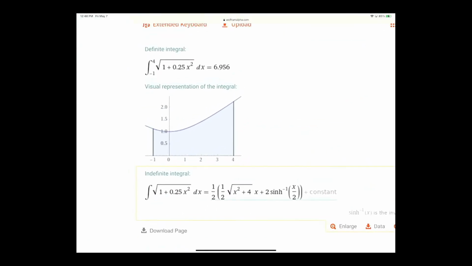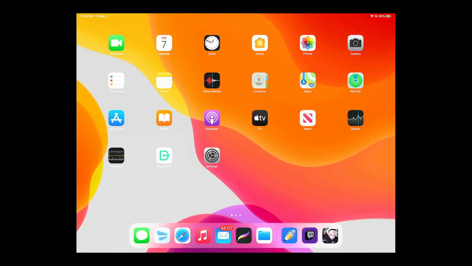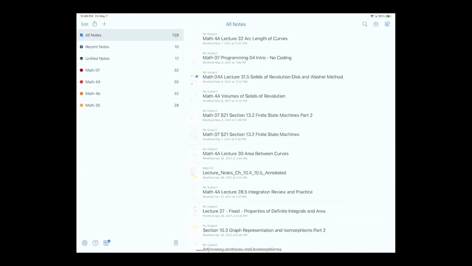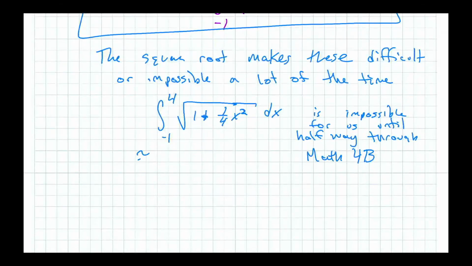So you see it gave me my integral. It gave me the picture too, by the way. Oh, that's not the picture of the curve, right? This is not the curve. It's the picture of the function that is in the integral, which is not the original one. So 6.956. So that's a computer answer, not a person answer, because again, we can't do that integral.